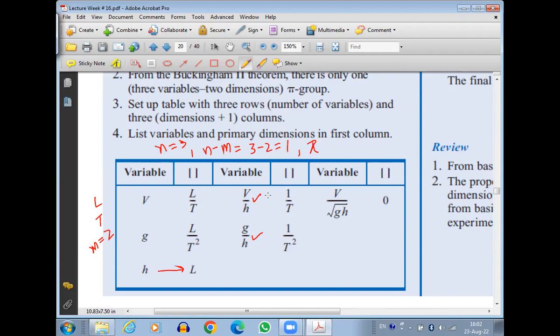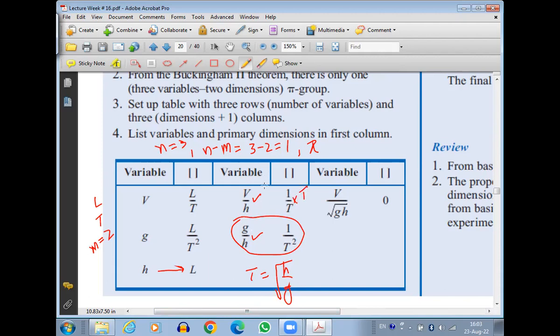Now we have 1 over T as V by H, and 1 over T square as G by H. As I told you, it's up to you the way you want to use it. You can use any of the variables now because we want to eliminate T. What they have done in this problem is use this variable to eliminate T. So saying that 1 over T square is G by H, T will be the square root of H by G.